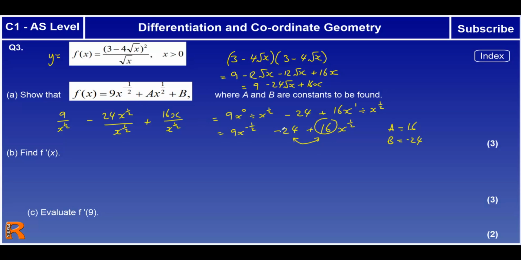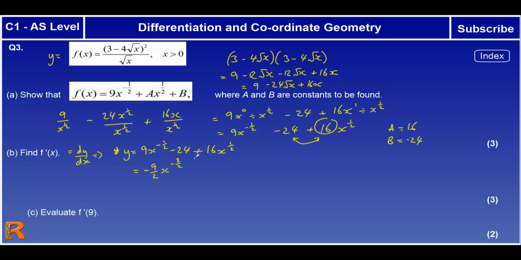Okay, so now we've got this expression. We can now differentiate. F dash, that's the same as dy by dx of this thing where y equals 9x to the minus a half minus 24 plus 16x to the half. So we're differentiating this first term. The minus a half times by 9 is going to be minus 9 halves. And we've taken away 1 from that power to make minus 1.5, which is minus 3 over 2.